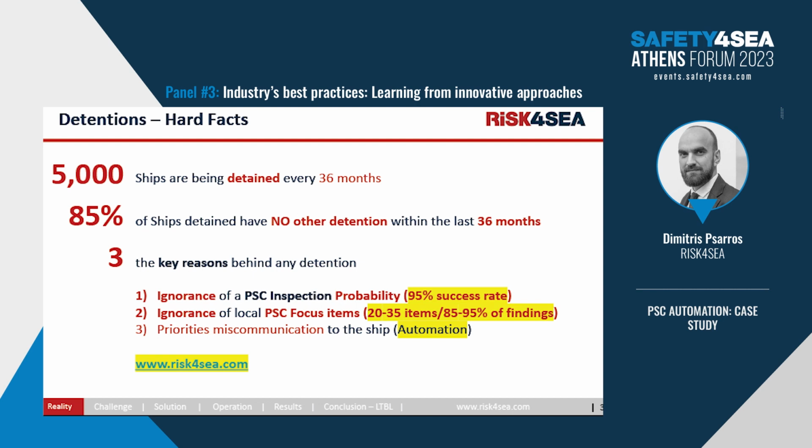Now, some hard facts about the detentions. We have 5,000 vessels being detained every 36 months. 85 out of these vessels had no other detention within the last 36 months. I am sure that you have heard several insiders in the market say, okay, we have substandard ships, we have bad vessels, that's why we have detentions. No, we totally disagree. We insist that the lack of awareness about the post-trade control inspection probability is the number one. The second one is the ignorance about the local post-trade control focus items and the miscommunications that we may have between the vessel and the office.